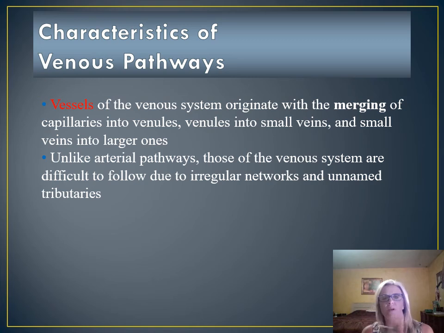So this is just kind of a summary here. The vessels of the venous system originate with the merging of those capillaries into venules. Venules go to small veins go to larger ones. Okay. These are a little bit more difficult to follow because there are some irregular networks and unnamed tributaries here, but you will have some similarities between your artery and vein names. Pay attention to the ones that are not the same. That's what you want. I would learn your arteries first, then learn your veins. Pay attention to the ones that are different, okay, on the veins.